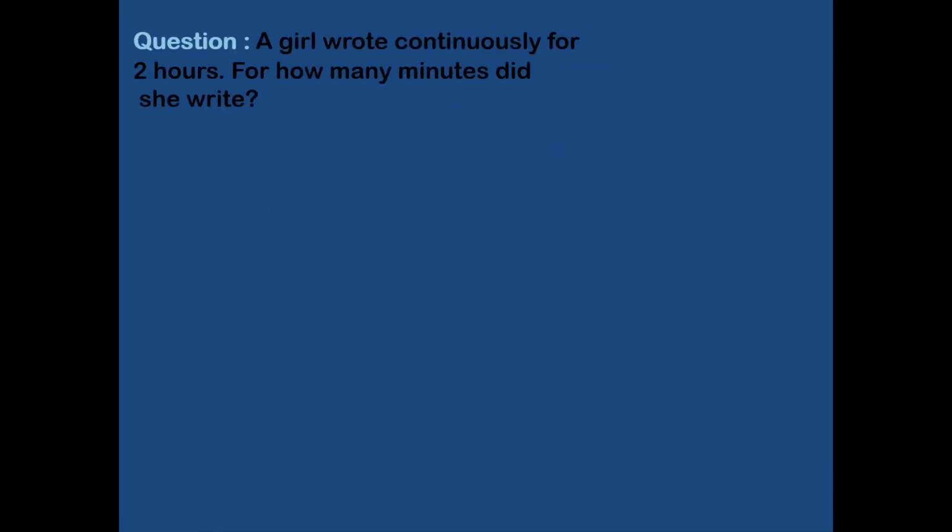Now let's see the next question. A girl wrote continuously for 2 hours. For how many minutes did she continuously write? Again, let's figure out the data first. We have been provided with the number of hours, that is 2 hours. And we have to find out the number of minutes. Again, the keyword is how many minutes.